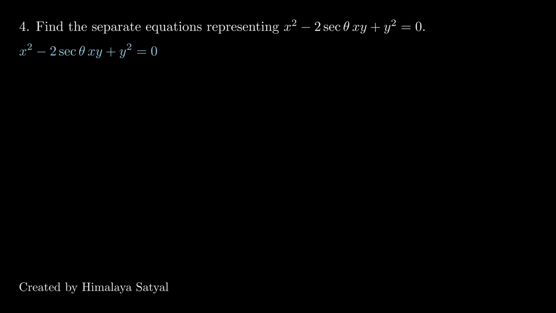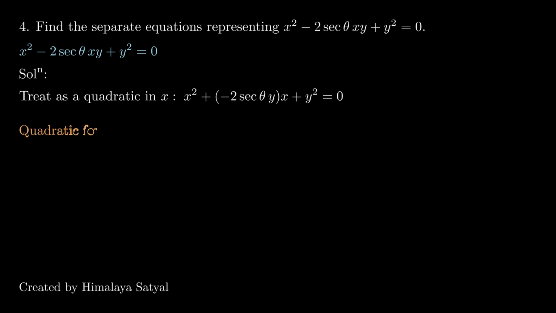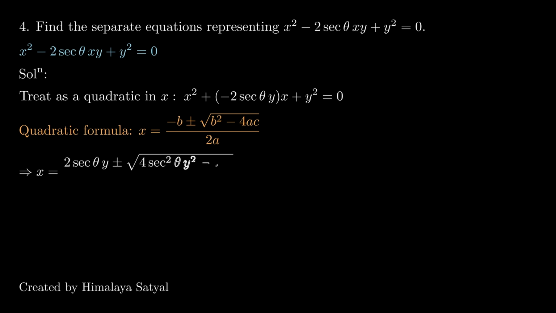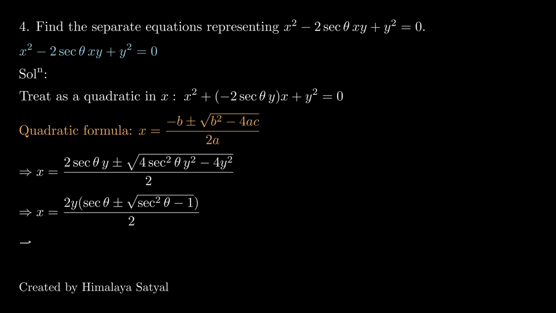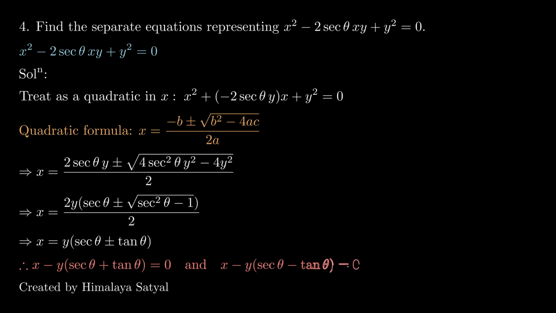4. Find the separate equations representing x squared minus 2 sec theta xy plus y squared is equal to 0. We again treat the equation as a quadratic in x and then use the quadratic formula. We sub in the values of a, b, and c. We can simplify the expression inside the root, and since sec squared theta minus 1 is tan squared theta, we get x minus y times (sec theta plus tan theta) is equal to 0 and x minus y times (sec theta minus tan theta) is equal to 0.